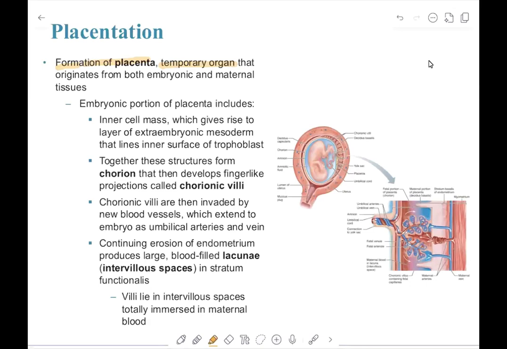So the embryonic portion of the placenta is going to include the inner cell mass, which gives rise to a layer of extra embryonic mesoderm that lines the inner surface of the trophoblast. Together, these structures are going to form the chorion, and the chorion is going to develop these finger-like projections called the chorionic villi. Recall the villi that we've talked about in the digestive system. The villi are then invaded by new blood vessels, which extend to the embryo as umbilical arteries and veins.